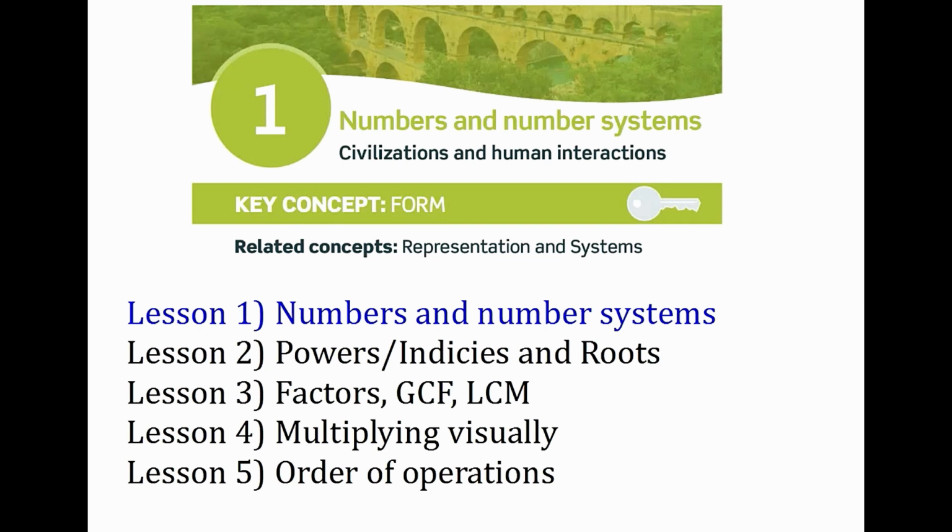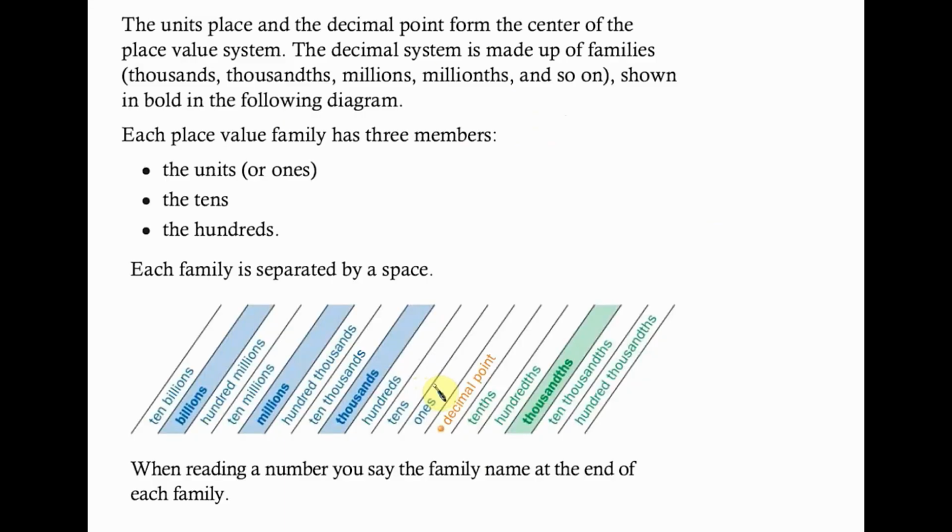Our number system is based on the number 10. In Greek, dec means 10, hence the word decimal. We use a place value system based on the number 10. Numbers are a way of representing an amount of something, a quantity, so it is important to be able to use our number system correctly and accurately. Each place value family has three members: the units, or I prefer ones, the tens, the hundreds. Each family is separated by a space.